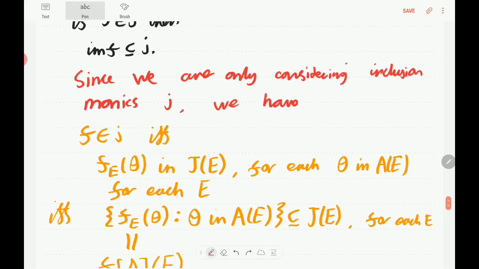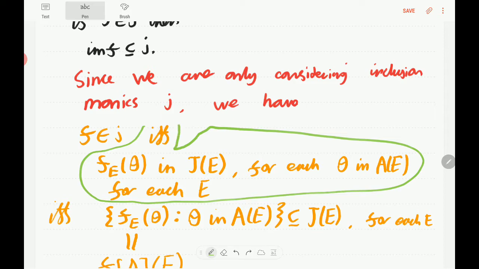So we've already established, in fact, it might be in, well, I'll dig out the result in a moment, but the important thing is that when this J is an inclusion monic, we're going to have that F is in J if and only if F subscript E of theta is in capital J of E for each theta in capital A of E, and for each object E of the category C. So this is actually our really important connection.